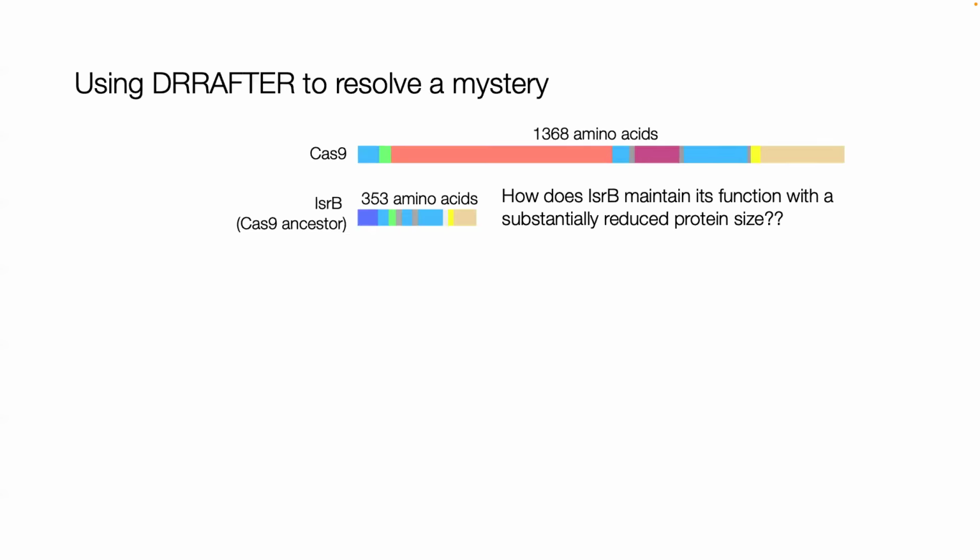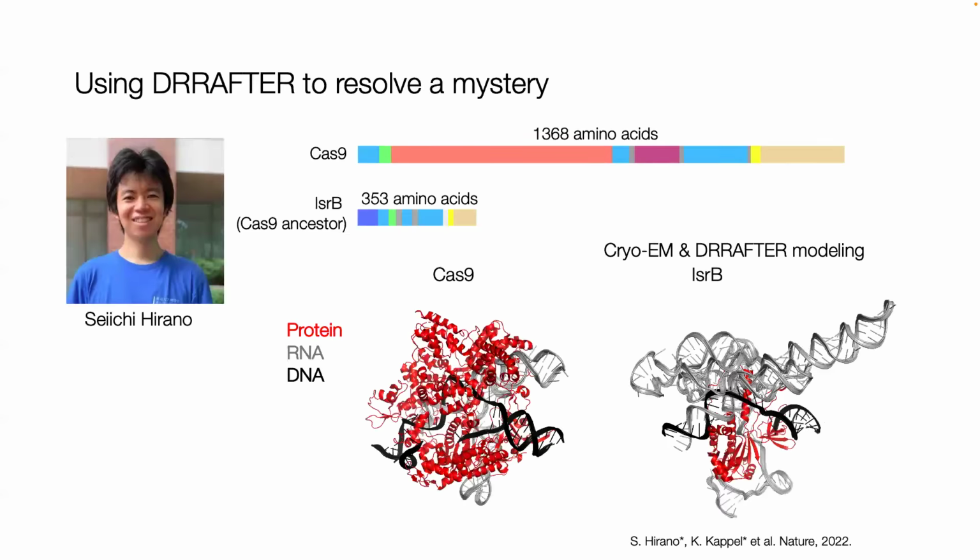So to address this, I collaborated with a really fantastic structural biologist, Seiichi Hirano, and we used this combination of cryo-EM and computational modeling to resolve the architecture of ISRB with its guide RNA, with its omega RNA, and this on the right side here. And when we compare it to the structure of Cas9, what you can see is that this entire domain here has actually been replaced by an intricate three-dimensional pseudoknotted RNA fold in the case of ISRB.